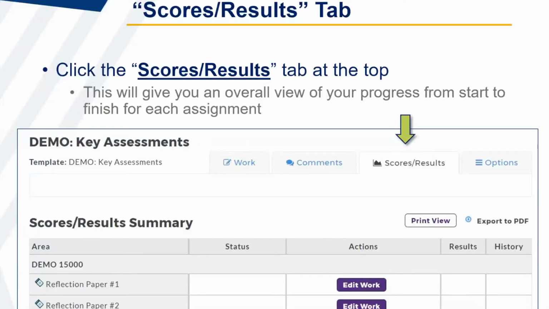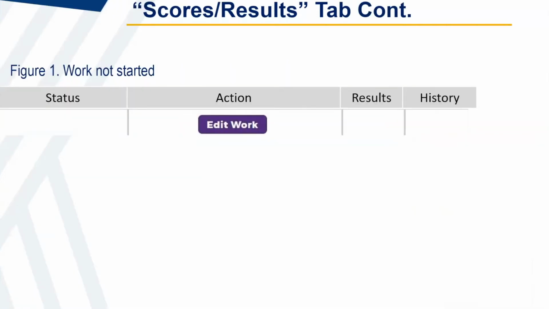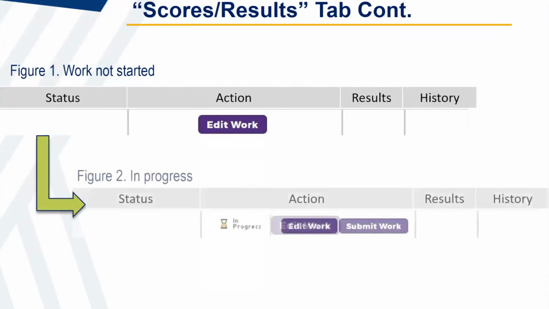Within your DRF program, click on the Scores/Results tab, located along the top right corner. This will give you an overall view of your progress from start to finish for each assignment. Here are the different statuses that you will see in this view. First, until you have started work for an assignment, you will only see the Edit Work button. Once you have started working on an assignment in Taskstream, you will see the In Progress appear in the Action column. You will also see that you now have the option to submit your work from this view as well.